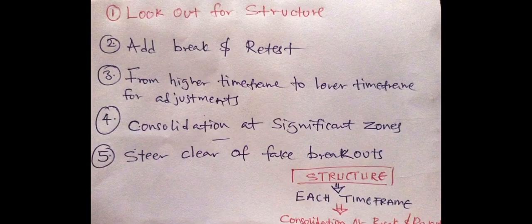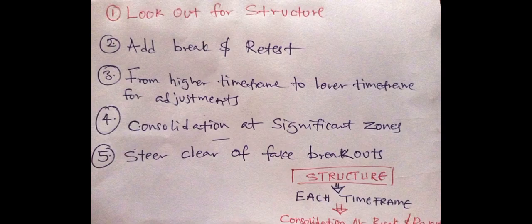The second one is adding break and retest. Very important too. The third one is from higher time frame to lower time frame for adjustments. Sometimes when you set levels at a higher time frame, when you come down to the lower time frame, there are some adjustments you would have to make. Let's say the higher time frame level is not really touching or making a lot of sense. So you can make some adjustments. Very important too.